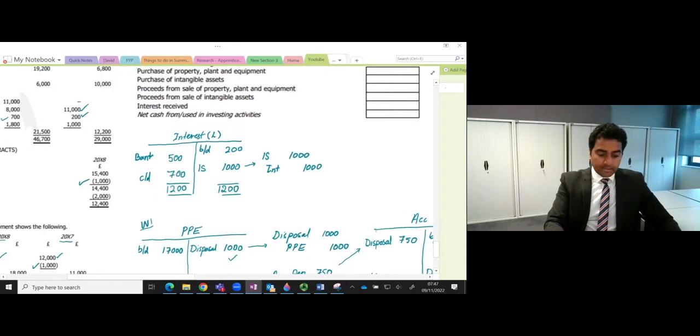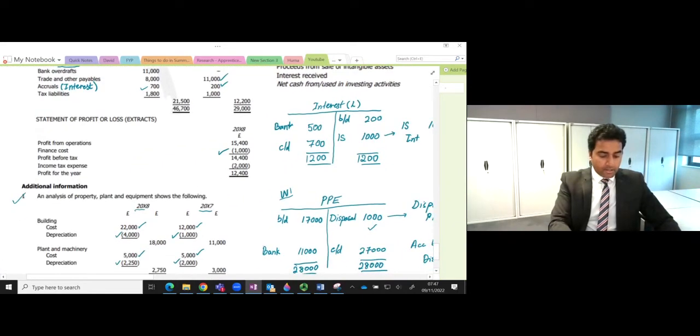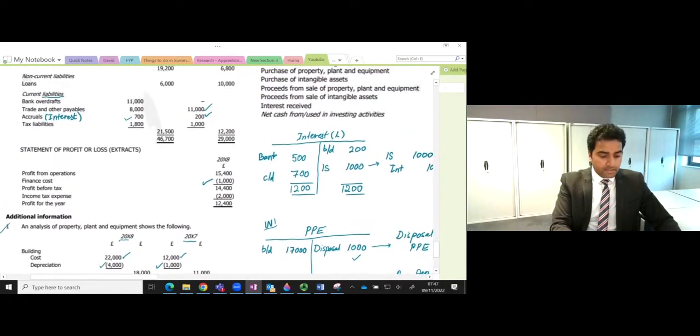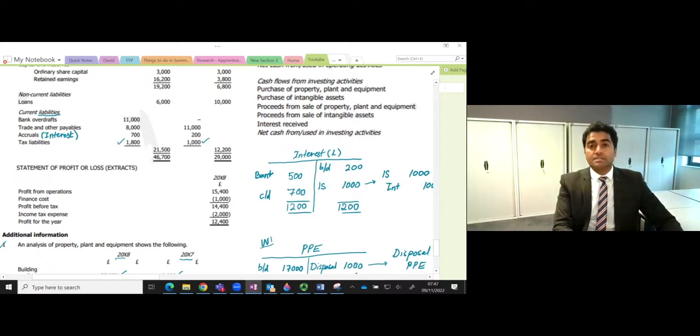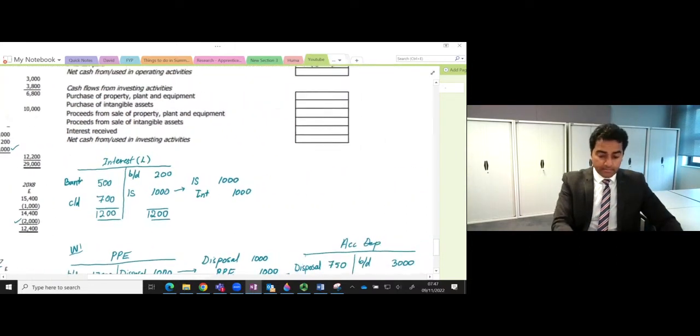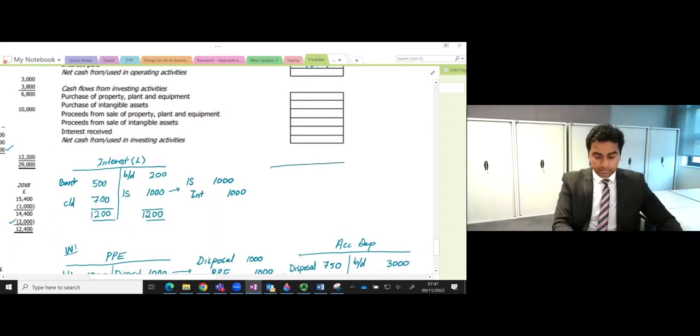Next is the tax. Looking at the tax figures, we have an opening balance of tax, which is 1,000. We have a closing balance of tax, which is 1,800. And then we have tax expense recorded as £2,000. So I'm going to open a T account again.